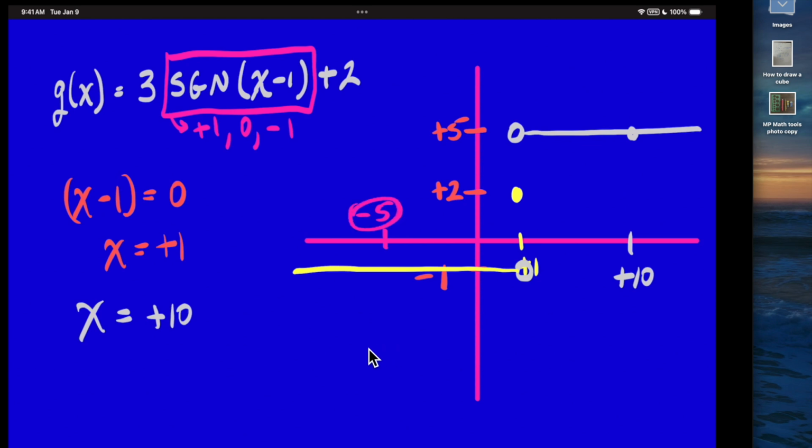If we plug in x equals -5 into that parentheses, the parentheses becomes negative. The sign function of a negative value in the parentheses is going to yield -1. These integers are then going to act on that -1. We're going to get 3 times -1 is -3, plus 2 is -1. Therefore, the y value is going to be -1 as shown in this portion of the graph.